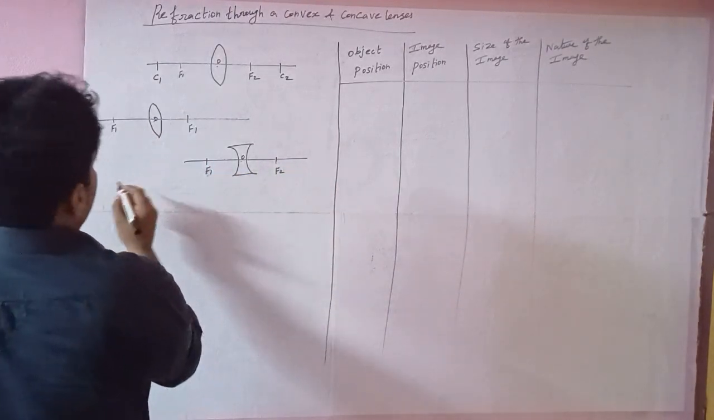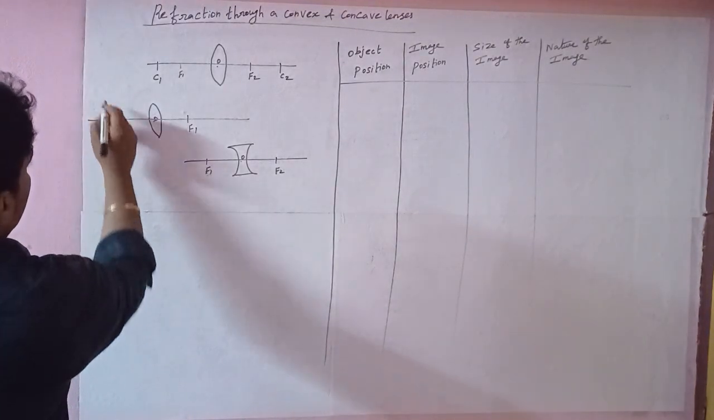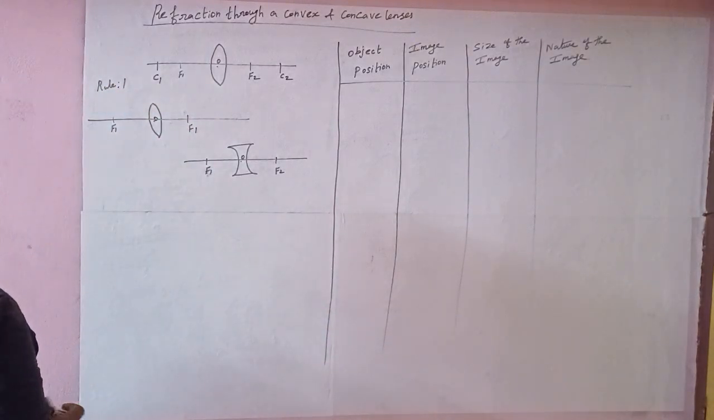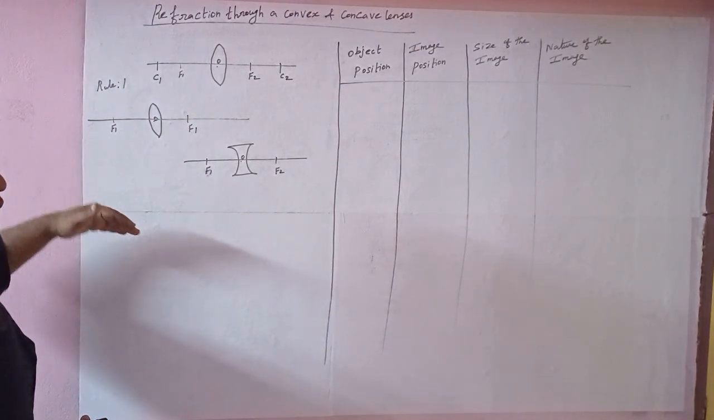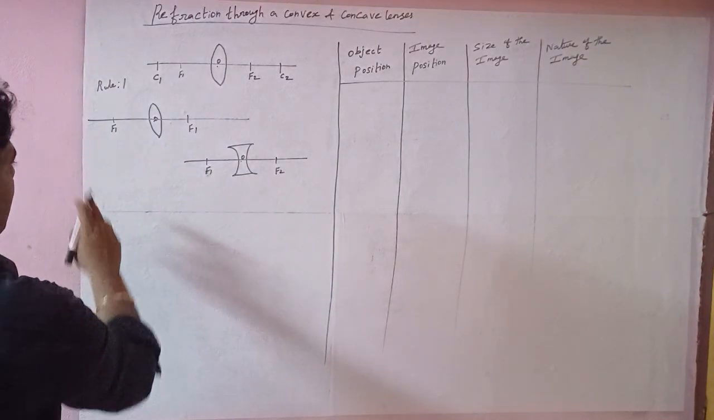F2 is the image. The object is always placed on the left side. Okay, so next is rule one. Listen here. Note it down, everyone, because if you know rule 1, rule 2, and rule 3, you can draw the diagram easily, without any other help. What is rule 1?